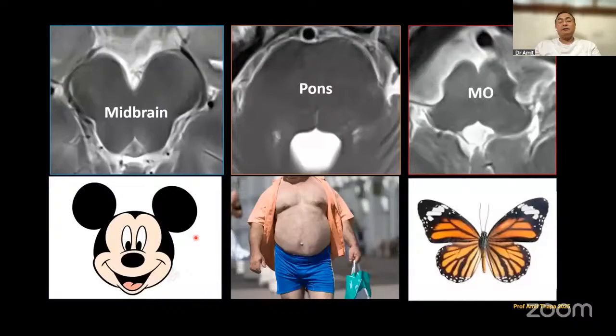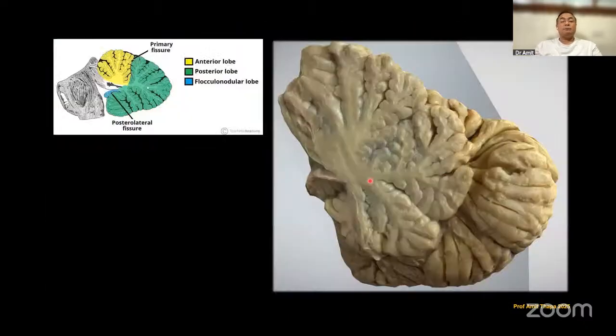And again, this is very important for us to remember, because any slight asymmetry in the radiographic images of these structures can let you know that there is a degeneration of the neurons at that particular part.